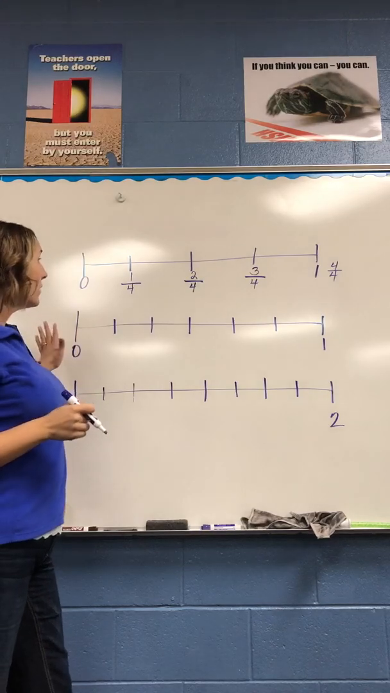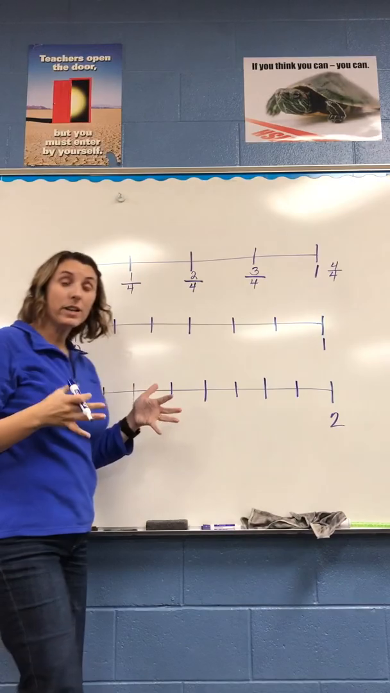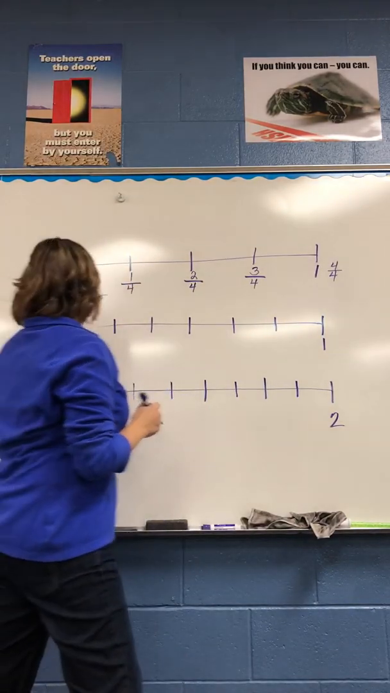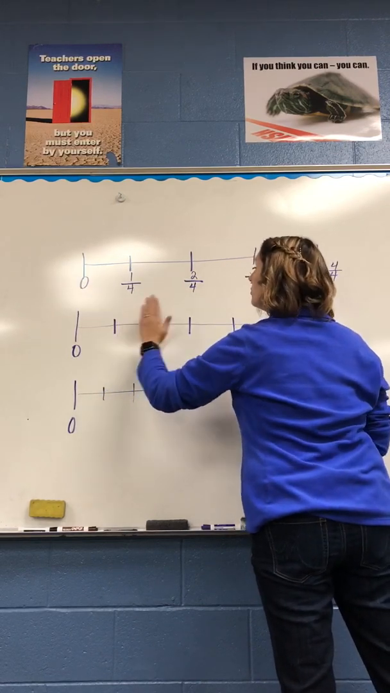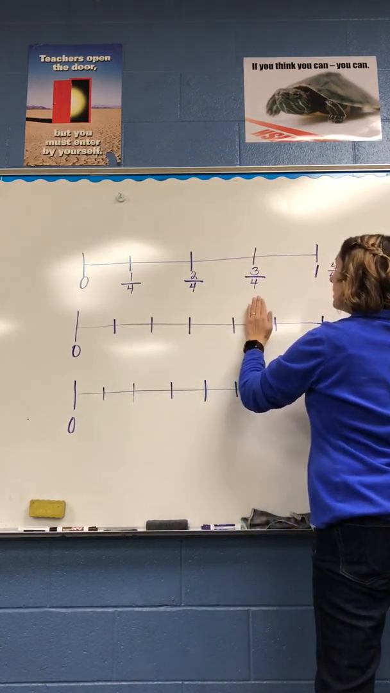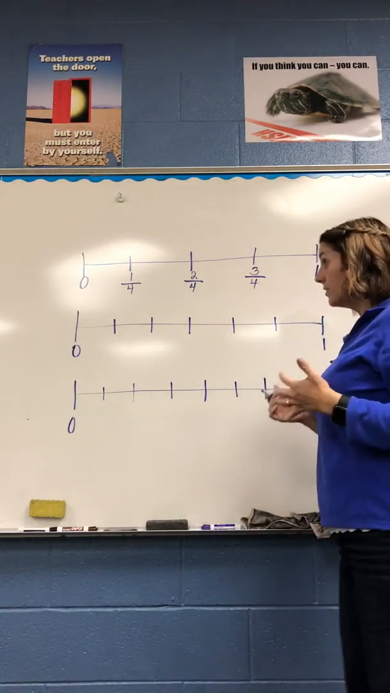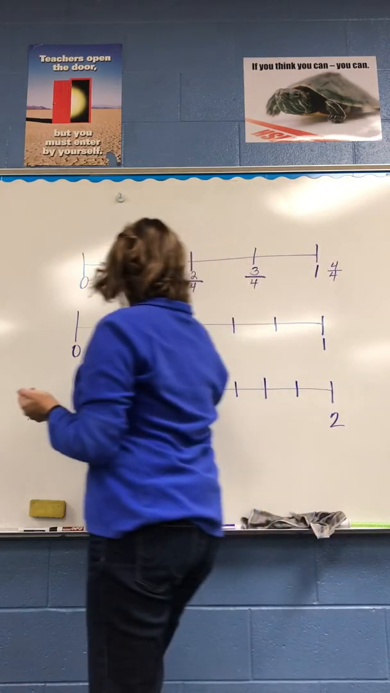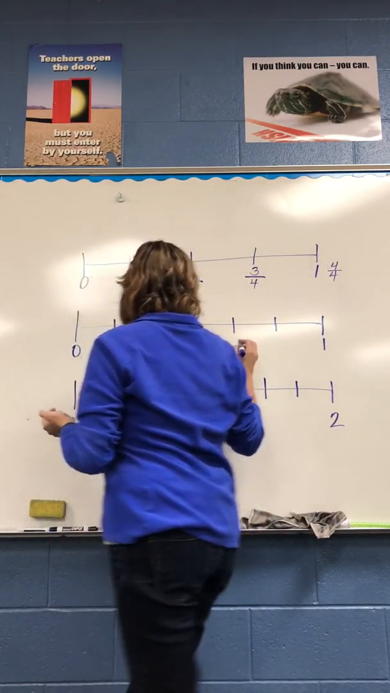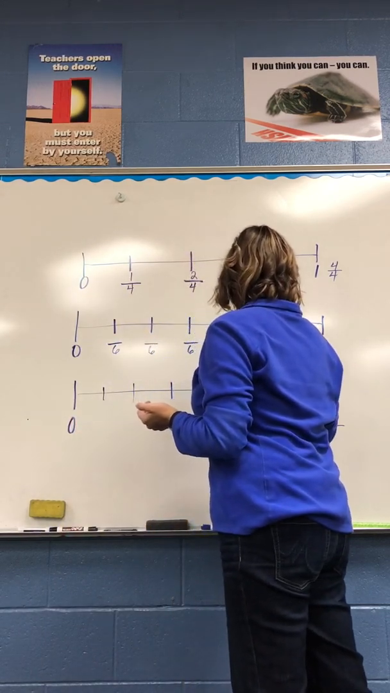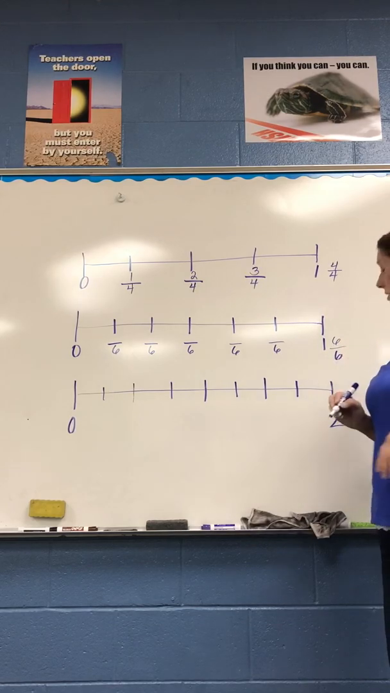Okay, now I look down here. This race is marked off a little bit differently. I don't still have 4 sections, so I have to number it differently. Okay, I'm going to count these sections. 1, 2, 3, 4, 5, 6. So the total number of sections that I have is 6. So I know every single denominator is going to be 6. And I already know this one, 1 whole is 6/6.